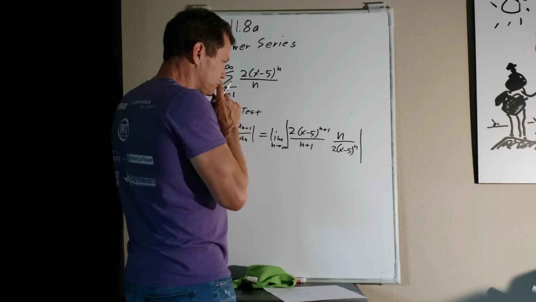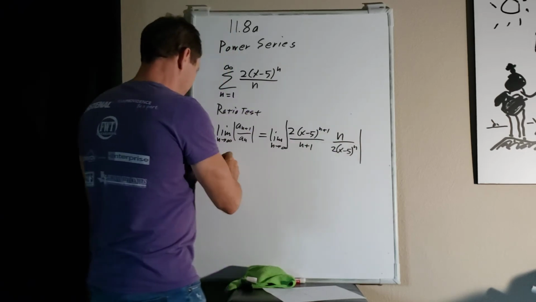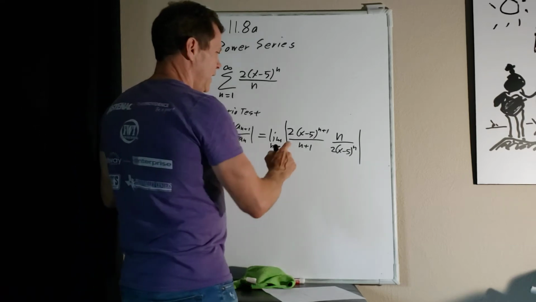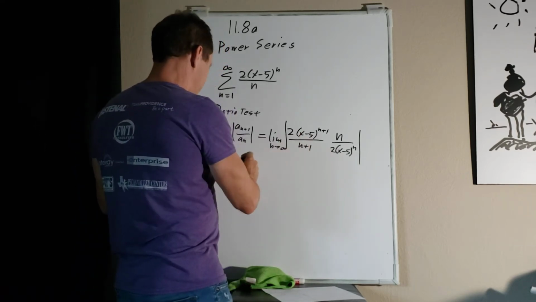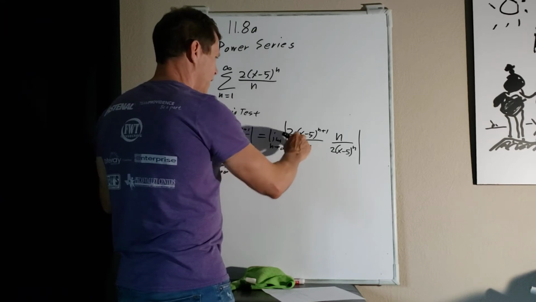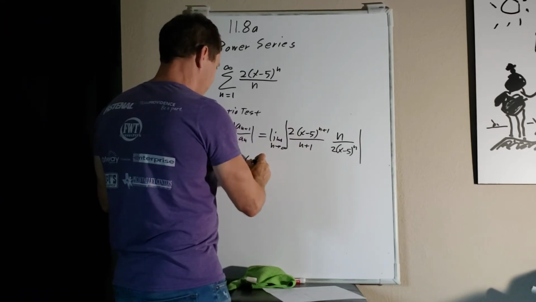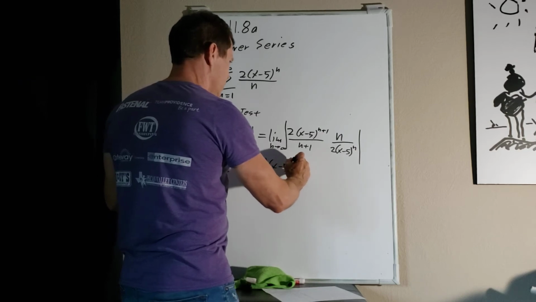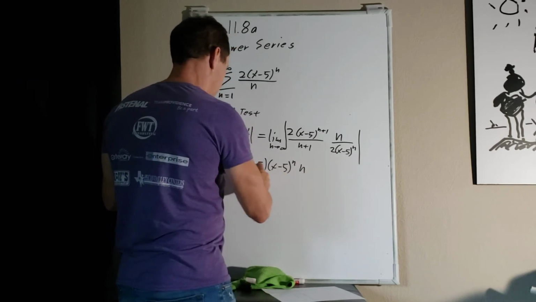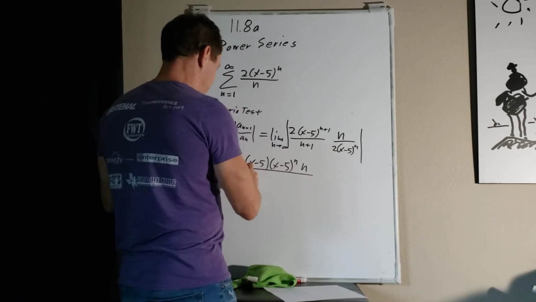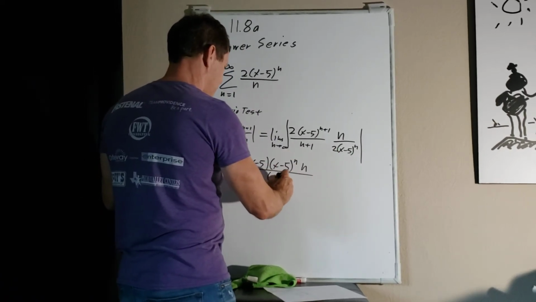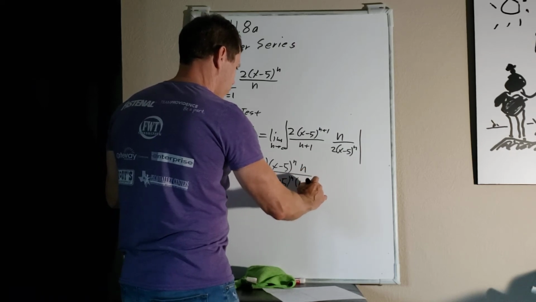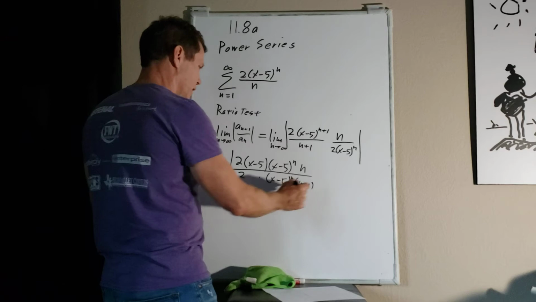Now, let's look at this. Let me clean this thing up. So we've got the limit as n goes to infinity, and now I'm just going to rewrite all this stuff. On the top, I've got a 2, and I've got (x minus 5) to the n plus 1, so that gives me an x minus 5, and then (x minus 5) to the n, and then I've got an n. And on the bottom, I've got a 2, I've got (x minus 5) to the n, and I've got an n plus 1, and that's times there, and then it's in absolute value.